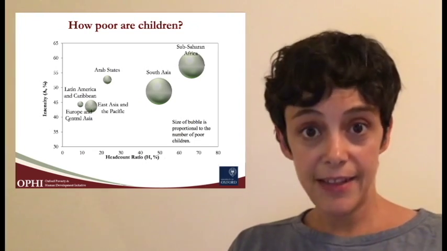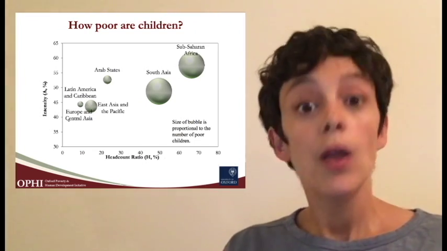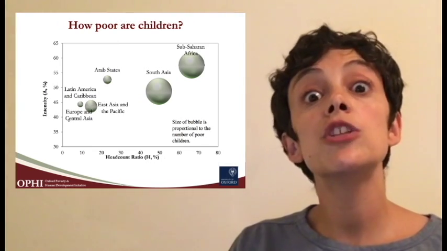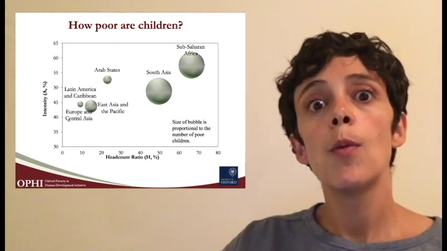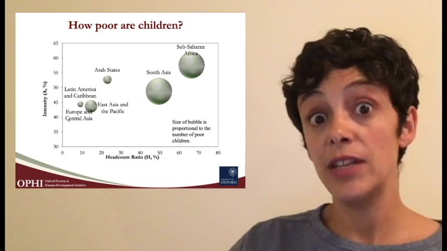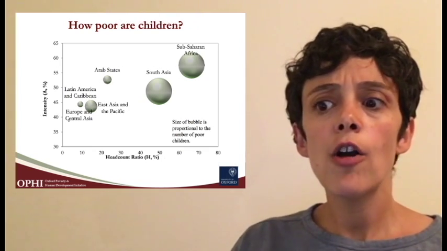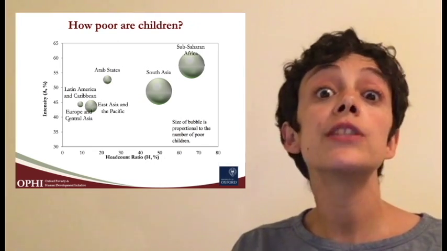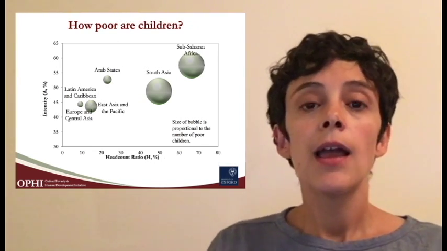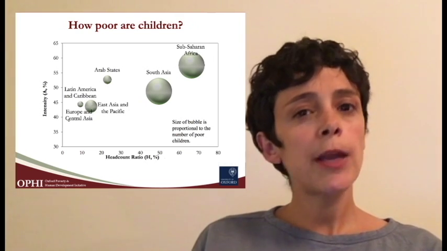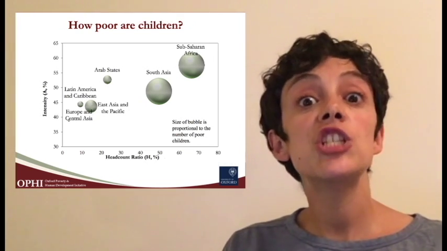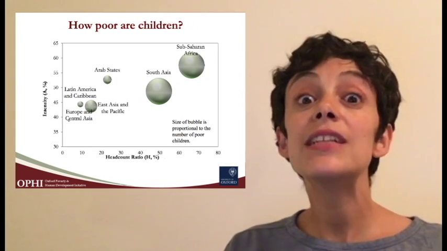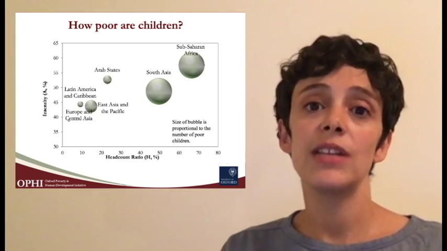Looking along the vertical axis, the intensity, we see that Sub-Saharan Africa is the region where children experience poverty with the highest levels of intensity. Here, a poor child is deprived on average in 58% of the indicators. The situation is especially dramatic in Niger, where poor children are deprived on average in close to 70% of the indicators.